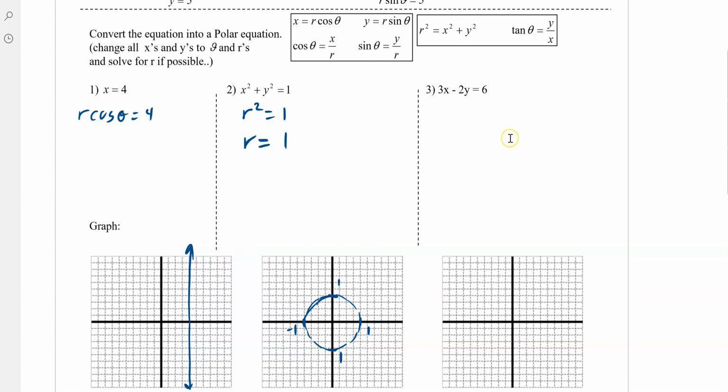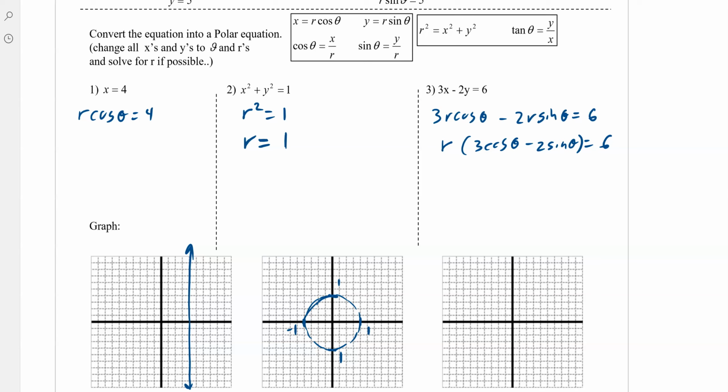Okay, so we've got another one here to do. Again, x is r cosine theta and y is r sine theta, so we're using that now. And there we go. But you want to make this nicer, so we're going to factor out the r. And we get r times 3 cosine theta minus 2 sine theta equals 6.